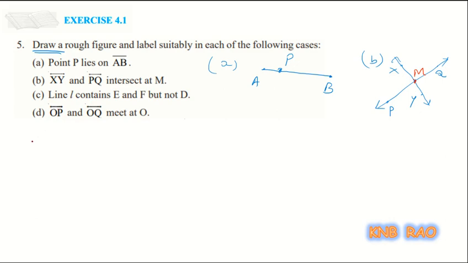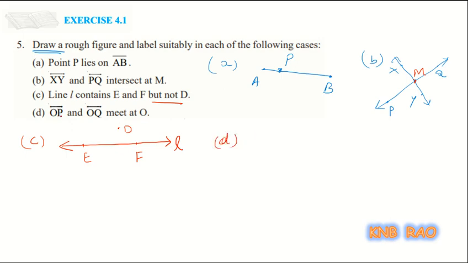Coming to the C, line L contains E and F. So, I have taken a line L, it contains E, it contains F, but not D. Maybe D is somewhere far off or somewhere not lying on the line L. So, this is another sketch they have asked us to do.